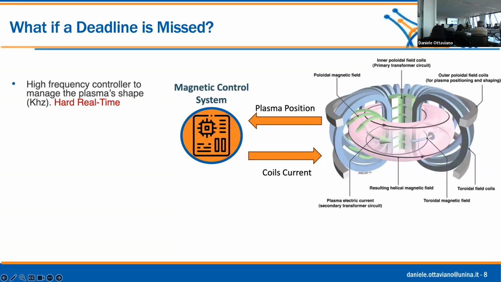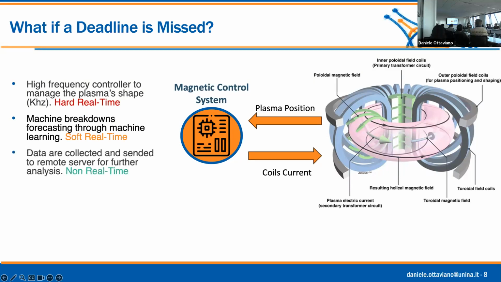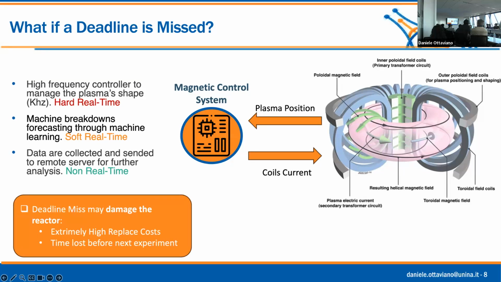Okay, we need other applications. For example, we need a machine learning algorithm to forecast machine breakdown, to understand when the machine is going to break, to prevent this and take some kind of action. And finally, we need to take some data. Usually one experiment produces terabytes of data, and we save them for further, future analysis of the situation.